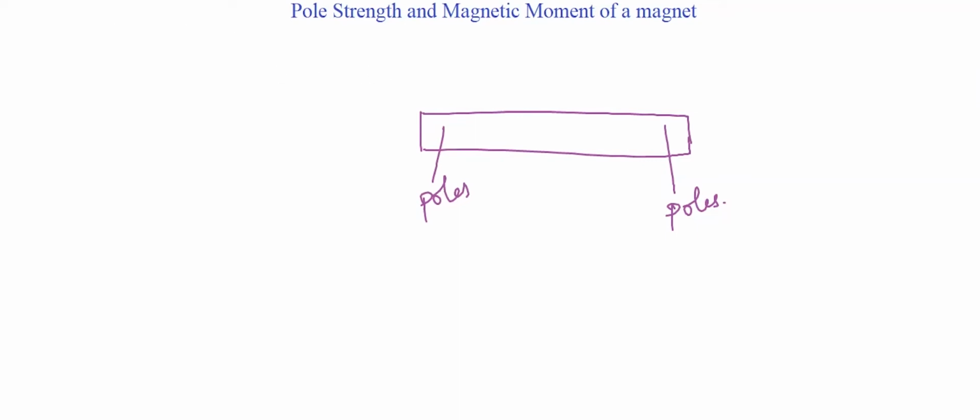The pole strength determines the strength with which a magnetic pole attracts magnetic material. So the magnet attracts magnetic material, and how much strength it attracts with is determined by the quantity known as pole strength.